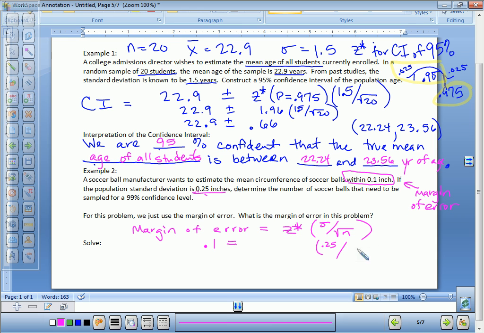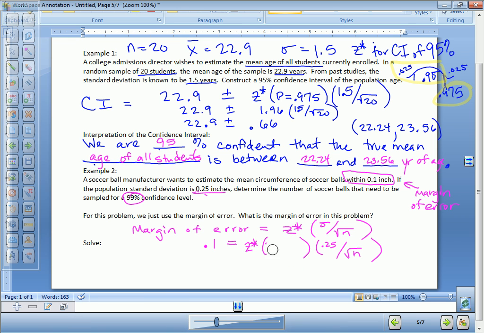Determine the number of balls. We are solving for n. N is what we don't know. How many balls do we need to sample so that we can be 99% confident? So we want a z star that corresponds to a probability of 0.99. Now, 99% confidence. What is the probability that gives us that 99% confidence interval?